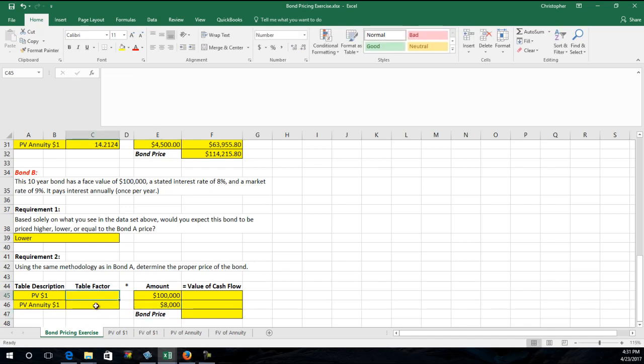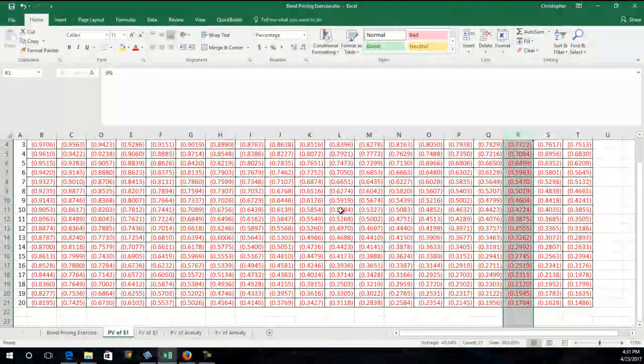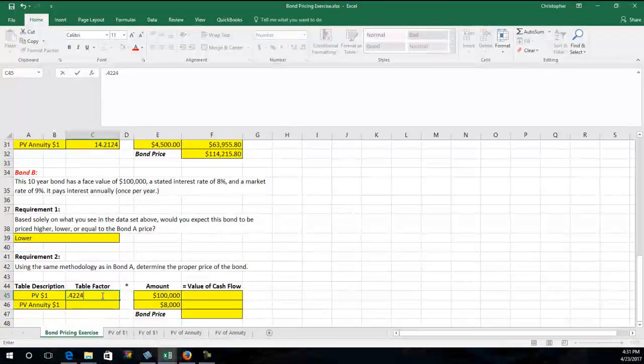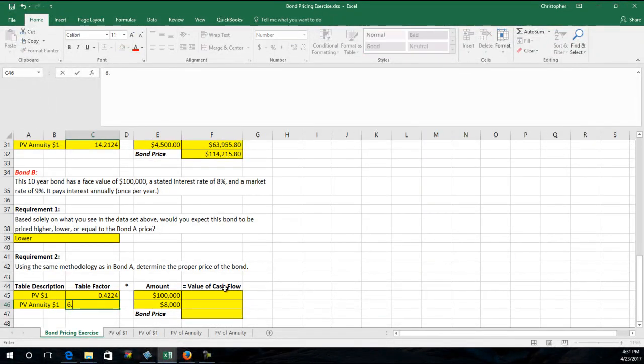The table factors are also going to be different because now we're with an annual interest payment. So now we're actually using these full annual rates, and we're using a full 10-year period. Keep in mind, we use the market rate of 9% for the tables. So 9% and 10 periods gets us 0.4224. The present value of an annuity of $1, 9%, 10 periods, gets us 6.4177. Again, still below the 10 periods.